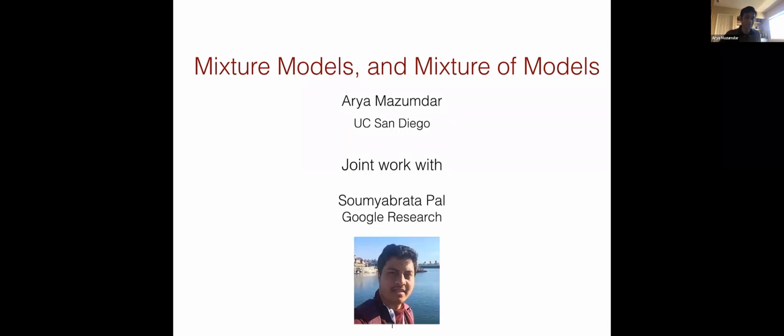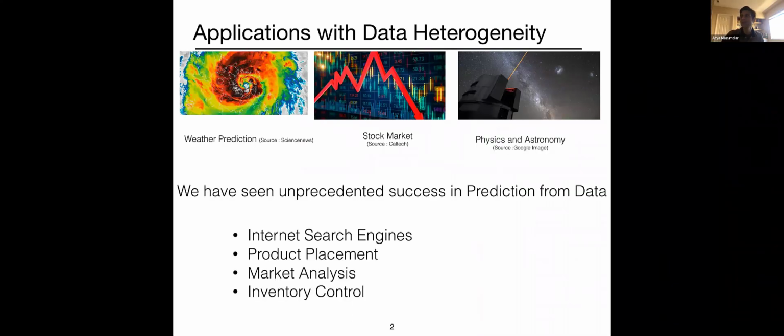So mixture models is somewhat a very old topic, and mixture of models is relatively new. Let me explain what they mean. So in general, we are going to talk about data heterogeneity. So recently we have seen unprecedented success in prediction from data all across the board. I have just put a few nice looking pictures over here, but we have had very good results in forecasting in weather, in stock market, in physics and astronomy, thanks to fitting very big models to data.